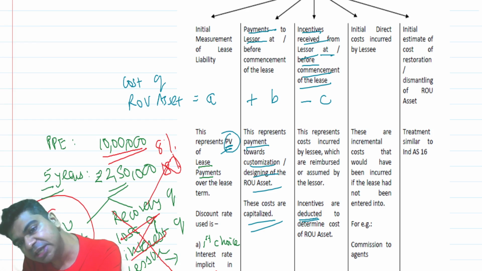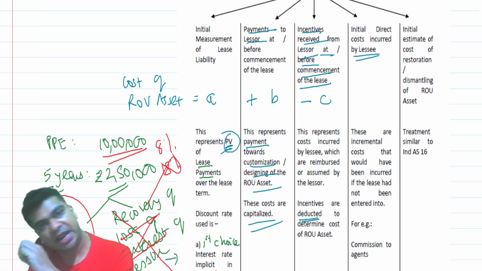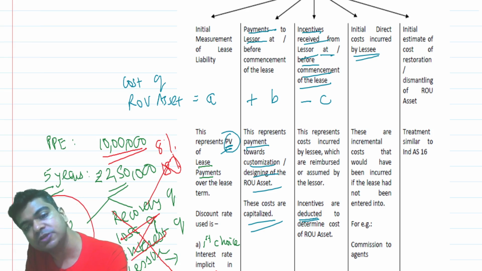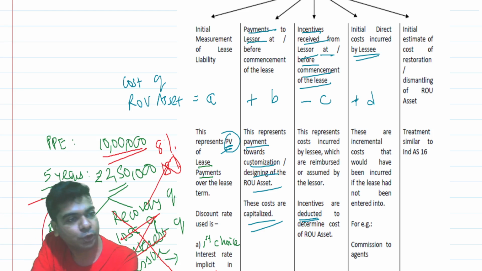Next, initial direct costs incurred by the lessee. If there are any expenses that are incurred to effect the lease, then those expenses have to be added. So I will add this particular item. They are saying these are incremental costs that would have been incurred if the lease had not been entered into.